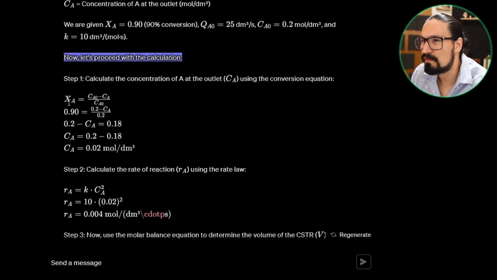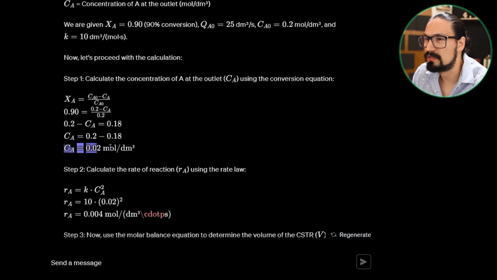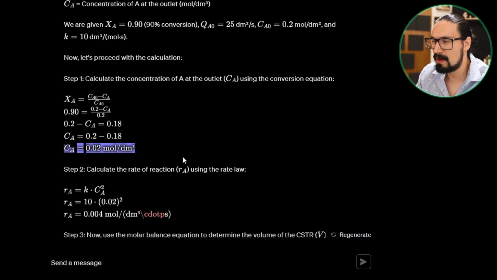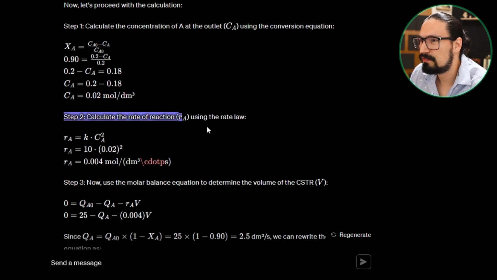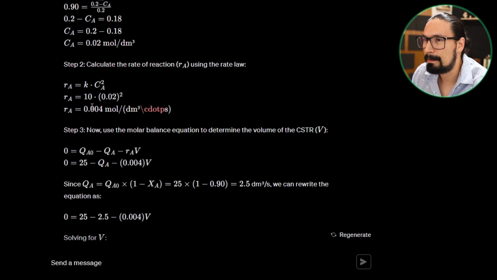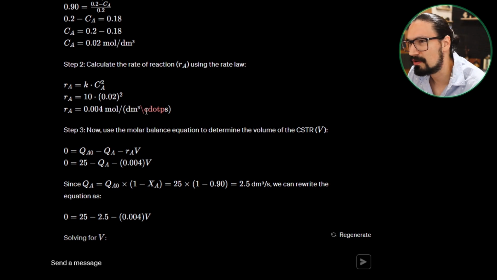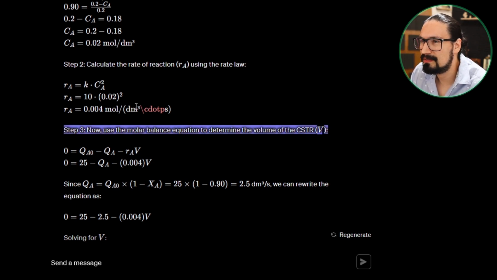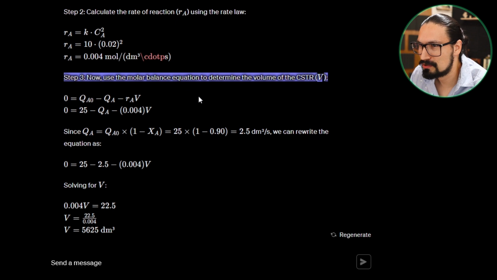Let's see, for the conversion, we're going to find out the final concentration, which is this one right here. Yes, okay, so this is the outlet concentration. I'm very happy with that. Calculate the rate of reaction. Yes, this is a correct step. We will need to input this data right here. And I don't know what the unit is, concentration per second. Okay, so the rate is correct. The units are strange, but let's assume it's correct.